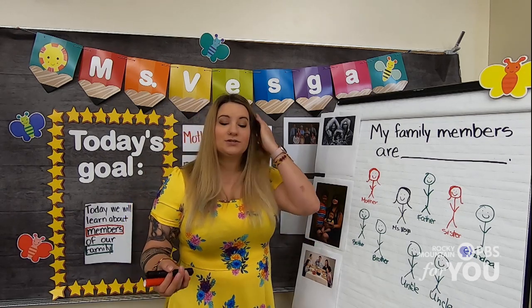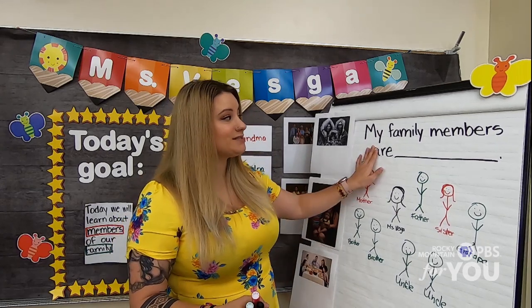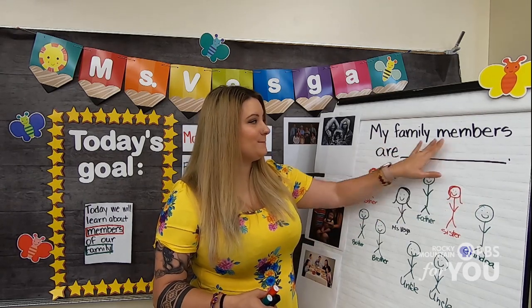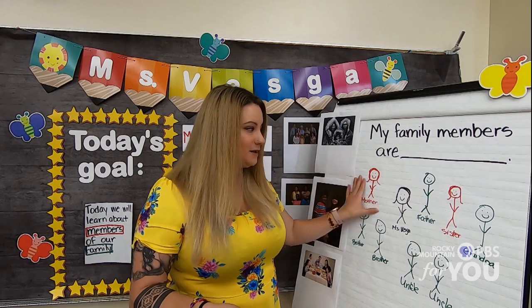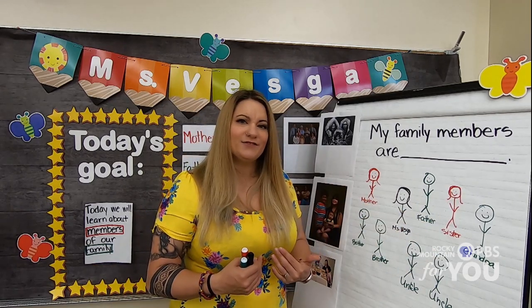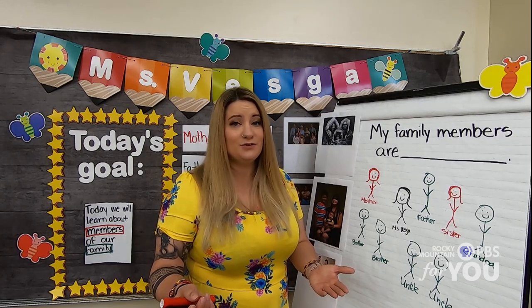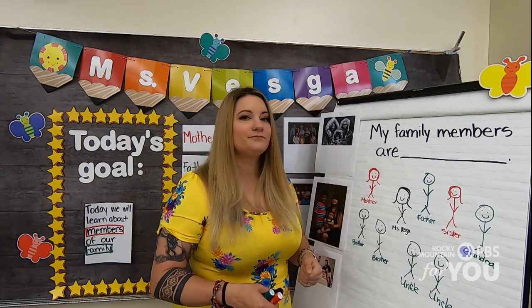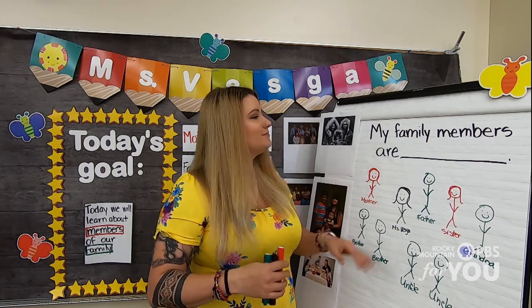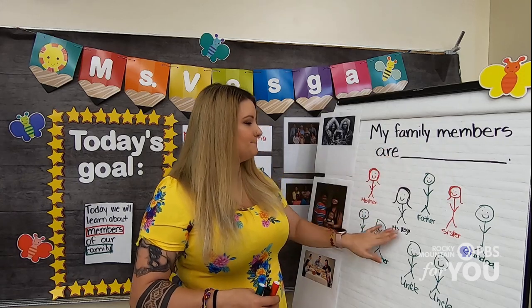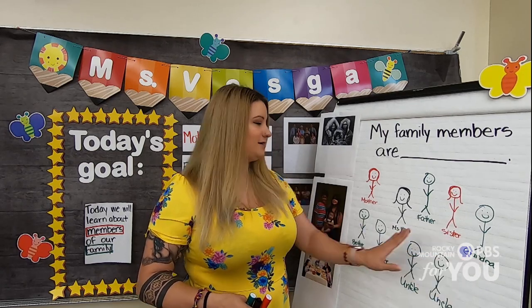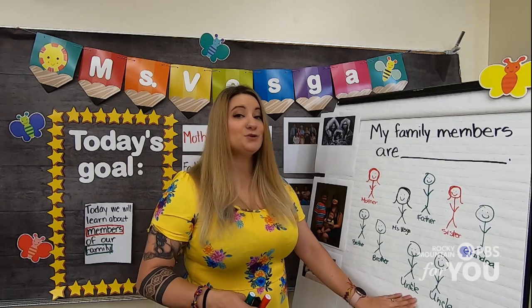The next thing we're going to do is describe the members of our family. Now make sure you use the sentence that we have at the top of my paper. The sentence says, my family members are, I wonder what goes in that blank. Oh, right, it's the people of my family. Listen to how I say it first, and then you're going to put what the members of your family are. My turn is first, so I'm going to start. My family members are me, my mother, my father, my sister, my grandpa, my two brothers, and my two uncles.